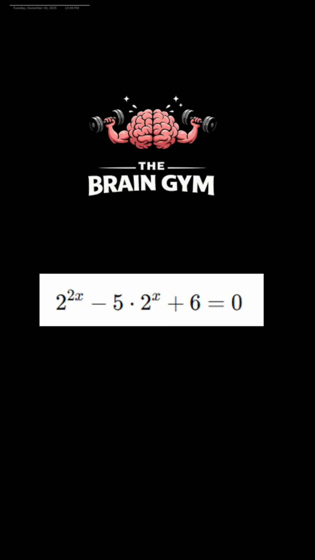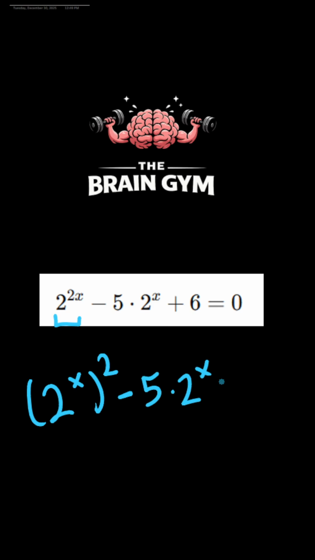Hey everyone, let's solve this equation for x. So you might notice that this equation is in quadratic form because this first term over here, 2 to the 2x, can be rewritten as 2 to the x to the power of 2. And then we can go ahead and rewrite the rest of this as 5 times 2 to the x plus 6 equals 0. So 2 to the x appears here and here.